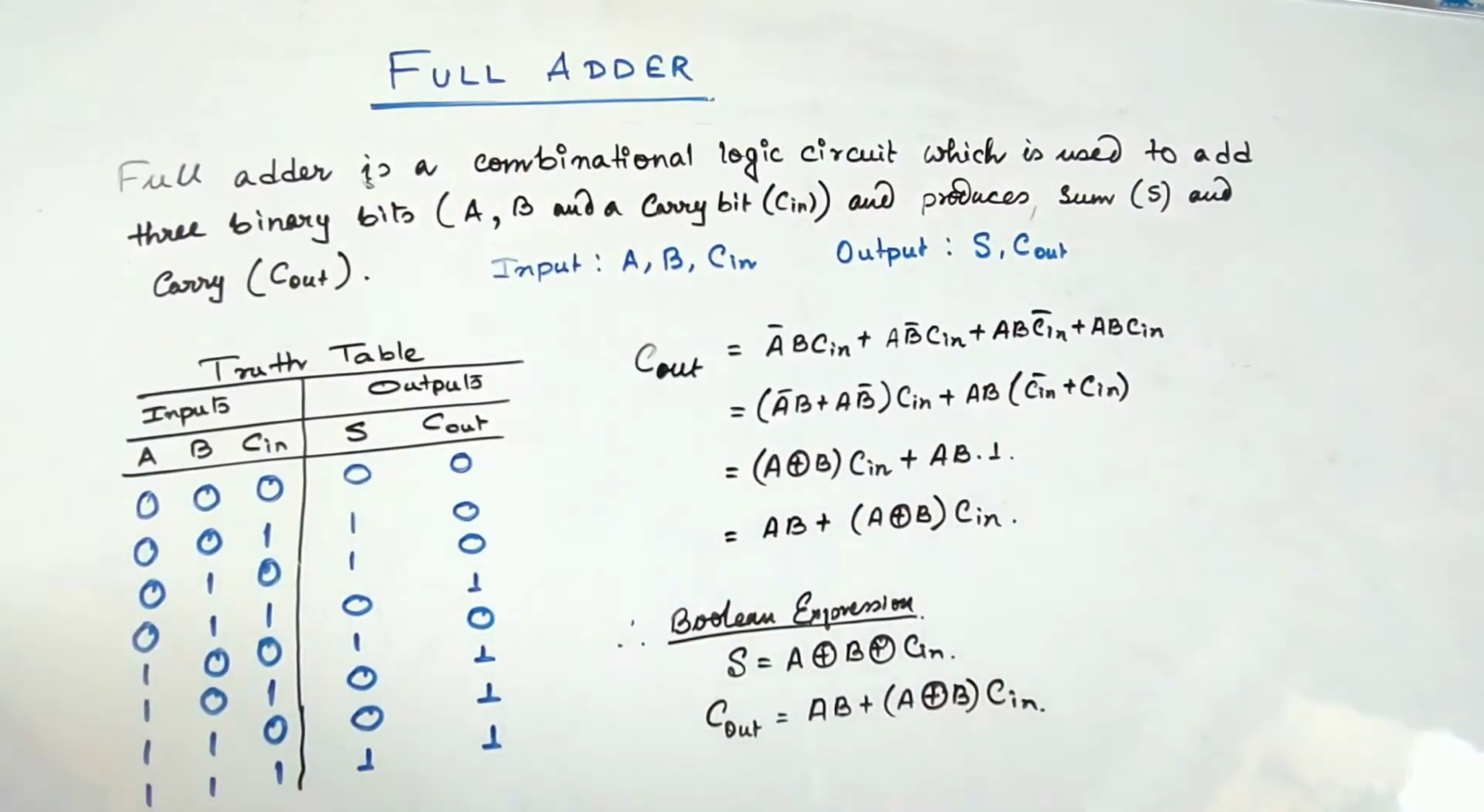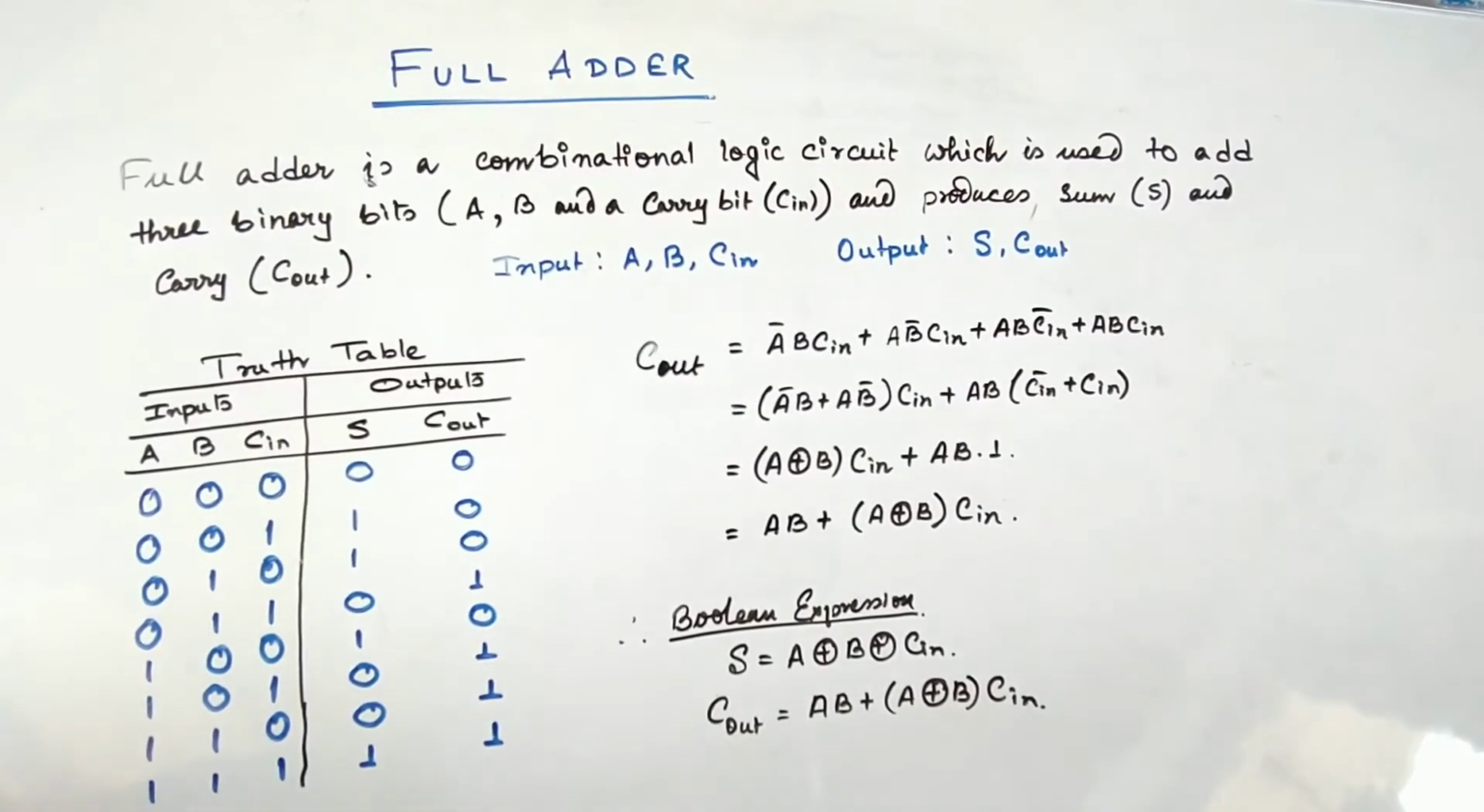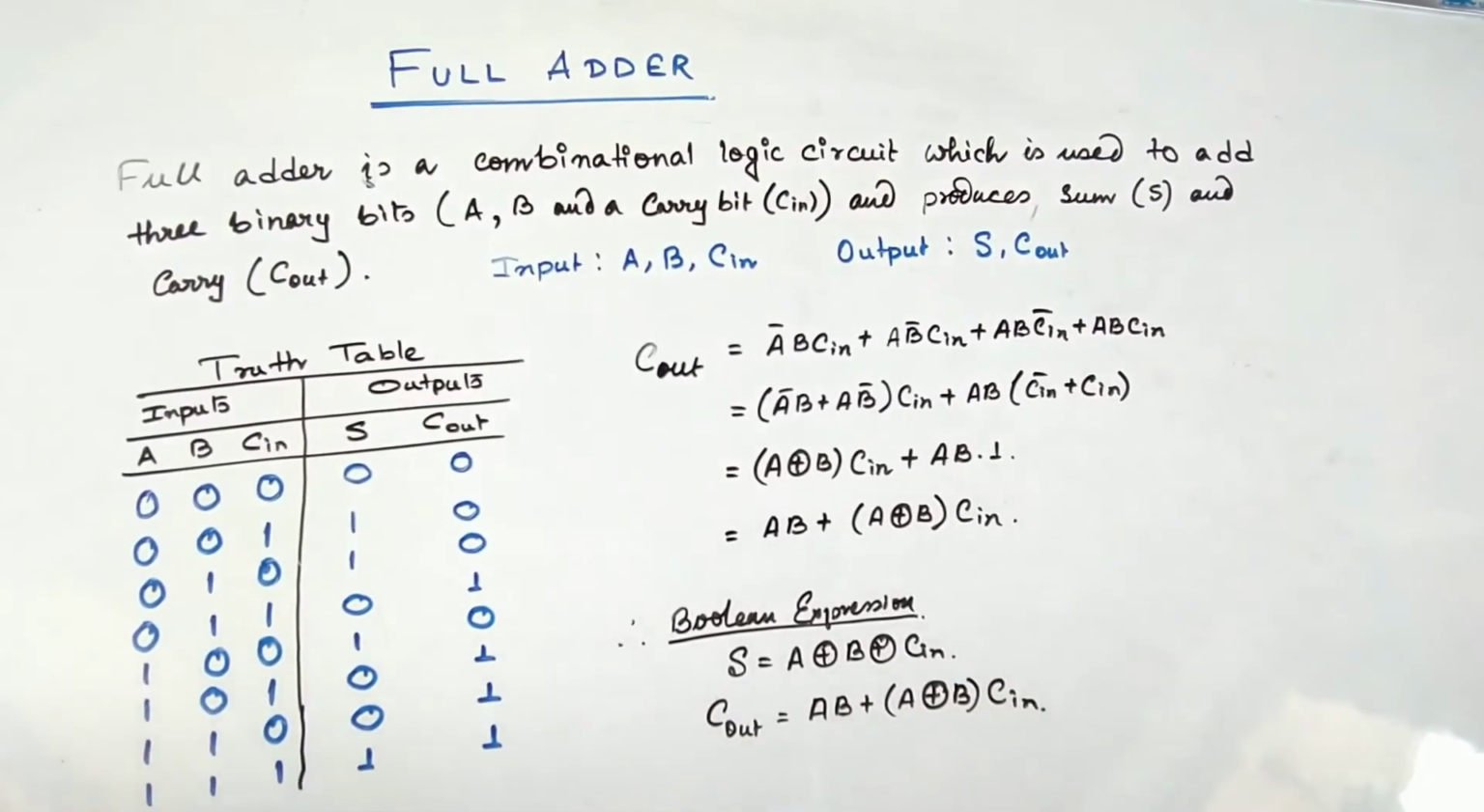So after solving the Boolean expression, we got sum as A XOR B XOR C in and carry out equals AB plus A XOR B into C in. Now we are going to draw the logic circuit diagram for full adder.